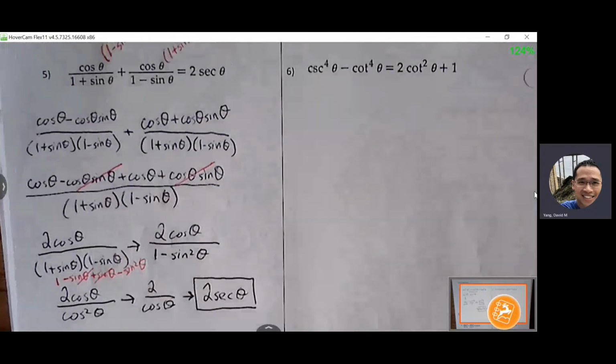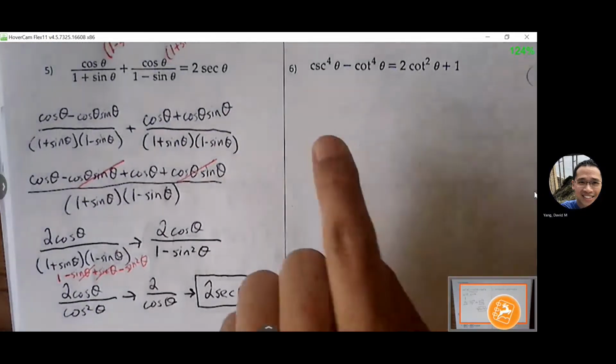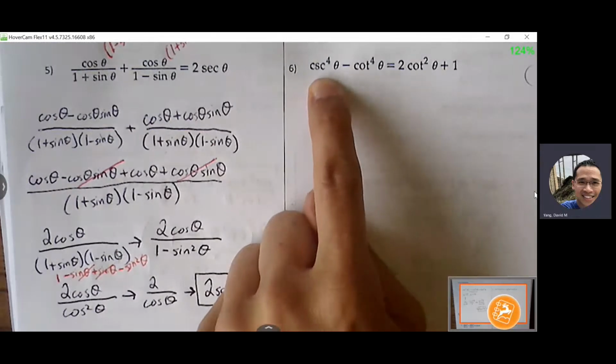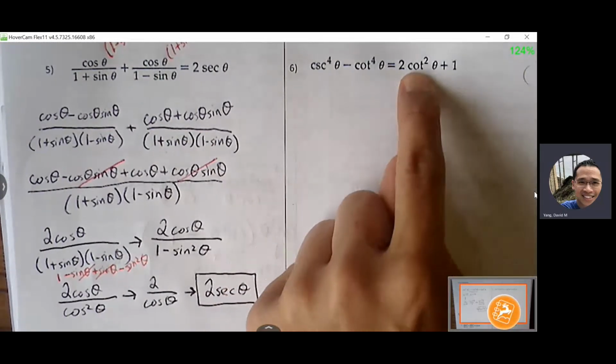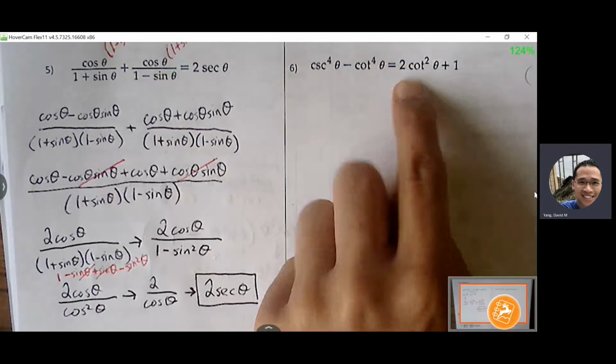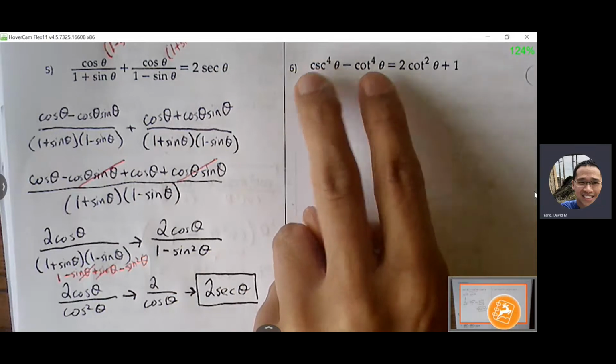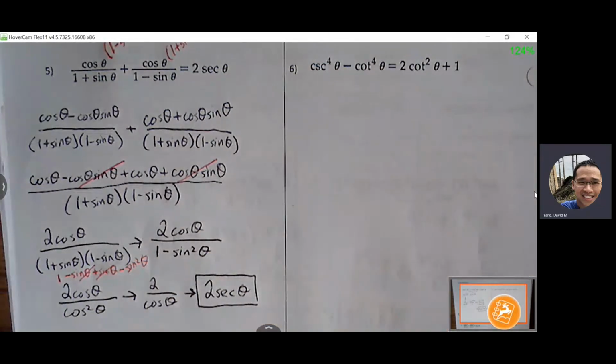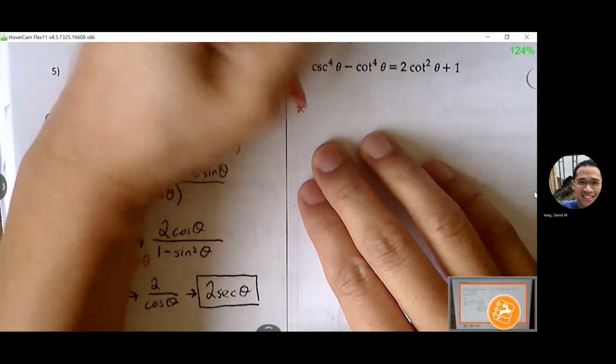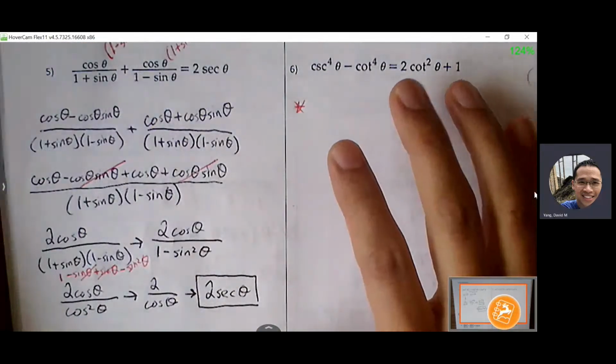Okay, next, number 6. Cosecant to the 4th minus cotangent to the 4th equals 2 cotangent squared plus 1. We need to recognize this as a factoring opportunity. There's a formula here. It's basically difference of squares.